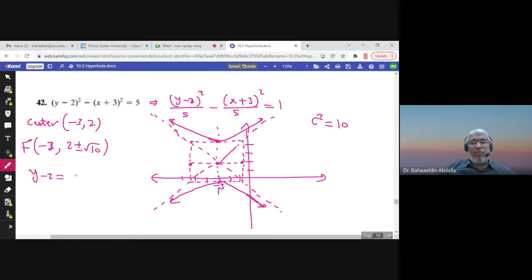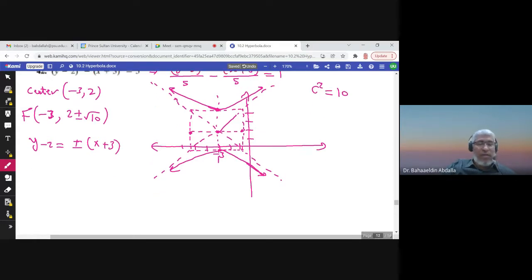the asymptotes. Now, square root of 5 over square root of 5 is just 1. So these are the equations of the asymptotes.